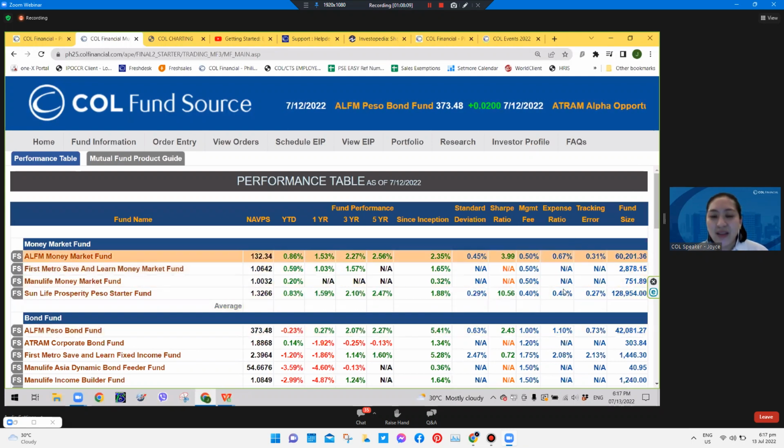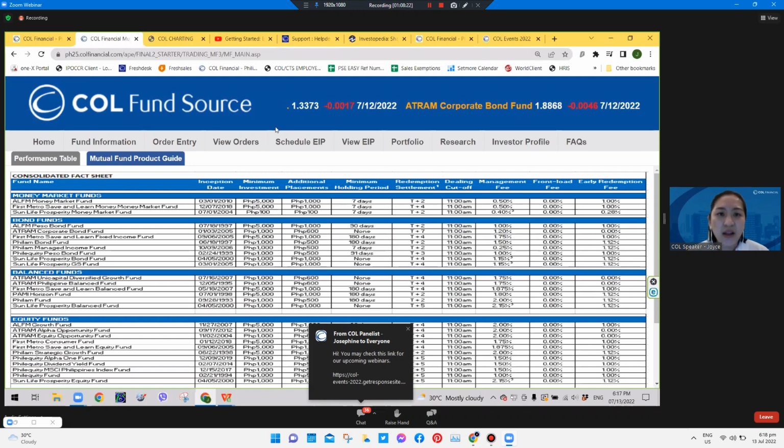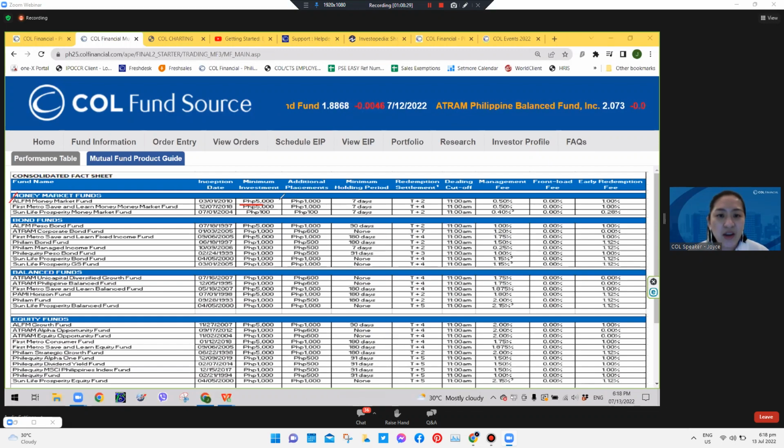Aside from this, click on the mutual fund product guide to tell you the minimum investment and the additional placement. For example, here for the ALFM money market fund, let me just annotate so everyone can see. That will be the first row. The minimum to invest here is 5,000 pesos and any additional is 1,000. It can even be 1,050 pesos. That's okay. Just the minimum is 1,000 onwards.